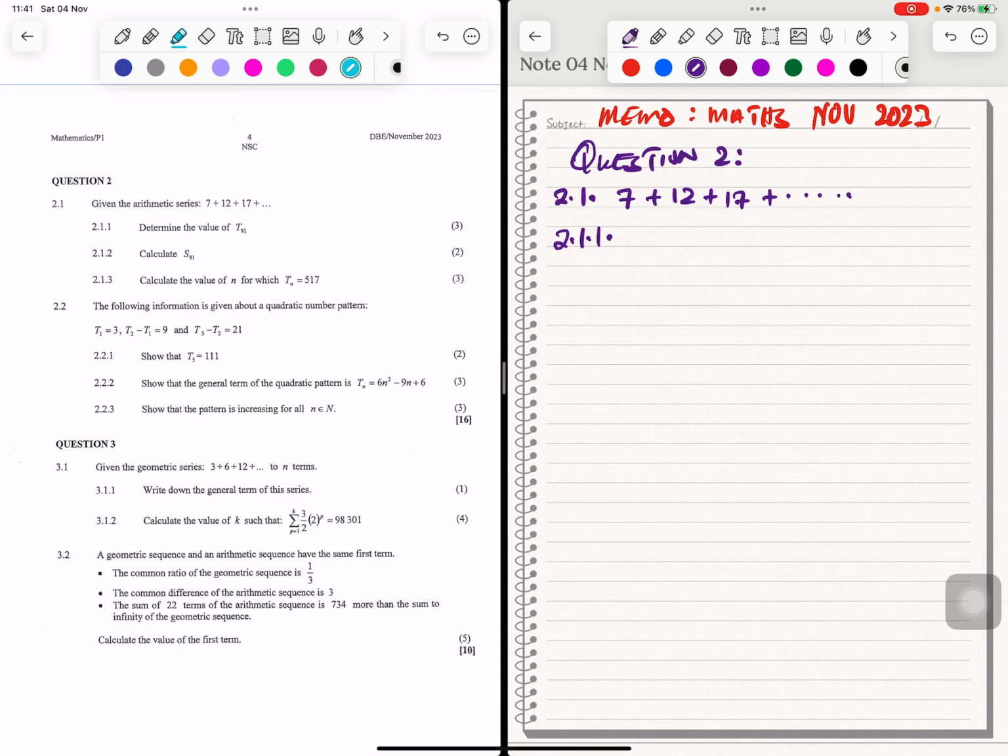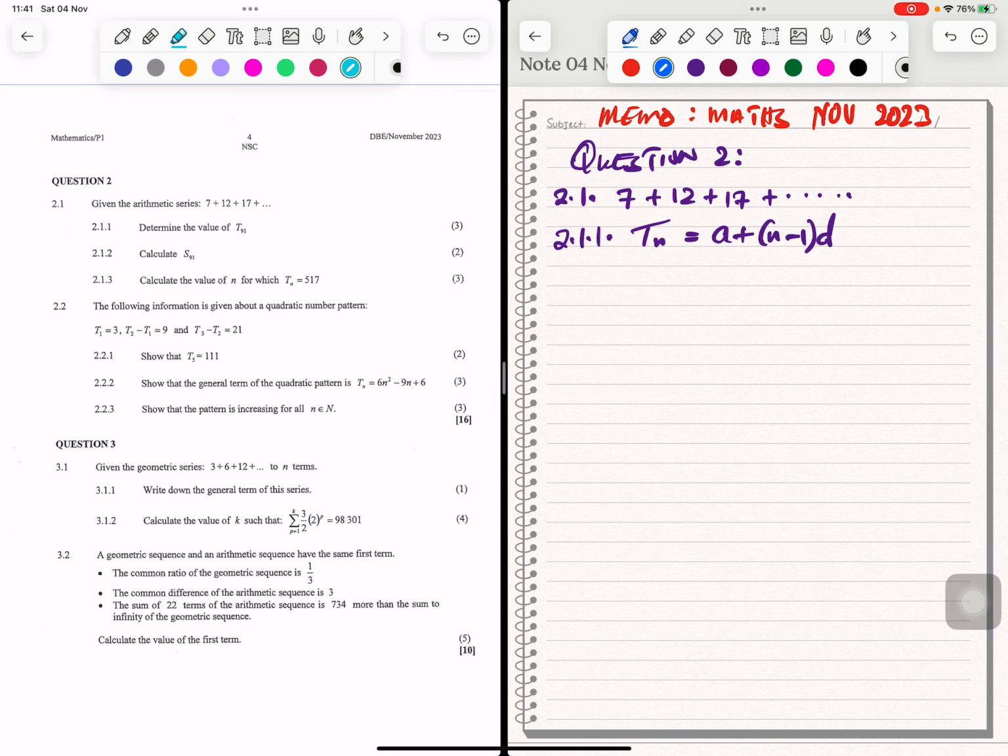2.1.1, determine the value of T91. So T91 is basically term number 91. Now you are going to say to yourself that Tn, because this situation is arithmetic, equals a plus n take away 1 multiplied by the common difference between two consecutive terms. Now, what is your a? Your a is 7. And what is your n? n is the position of the term, which in this case is 91. And d is the common difference between two consecutive terms.